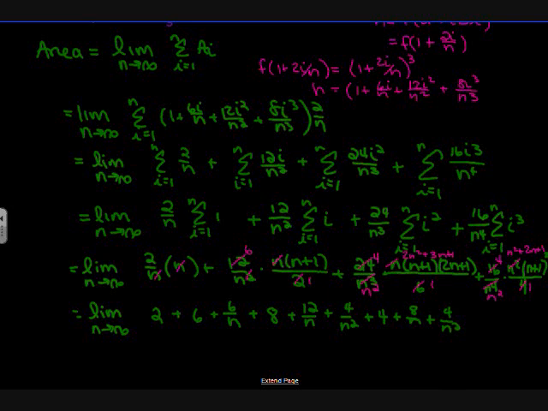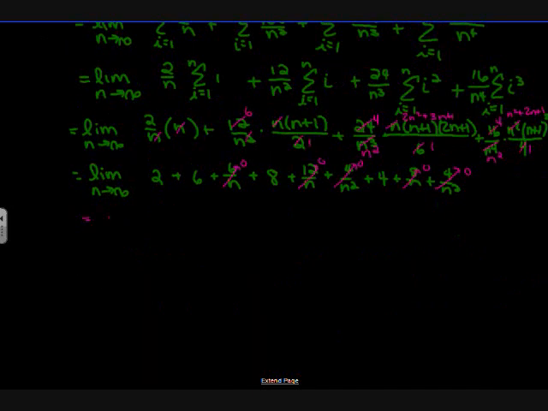And now finally I can go ahead and take that limit, and all of these terms that have an n in the denominator, n is going to infinity, so those will all go to 0. And what do I have left over? I have 2 plus 6 plus 8 plus 4, so that's going to give me 8 and 8 is 16 plus 4, so that is 20. So my area is equal to 20 square units.